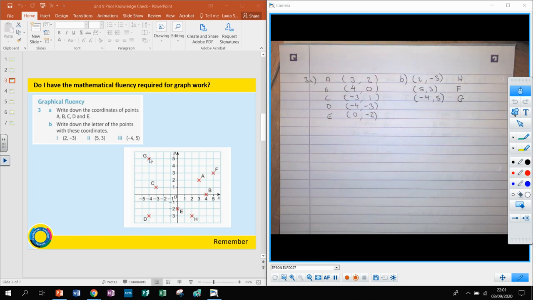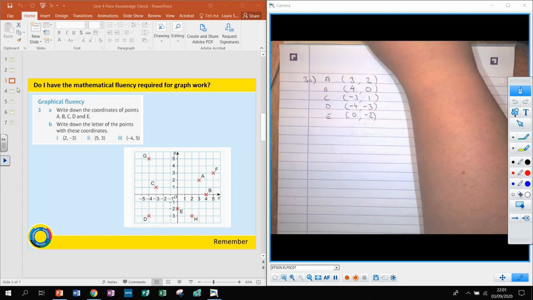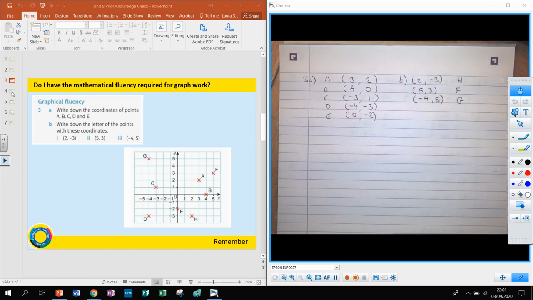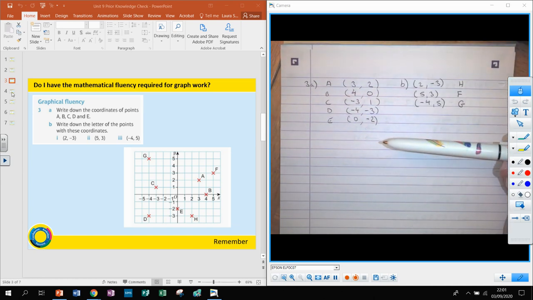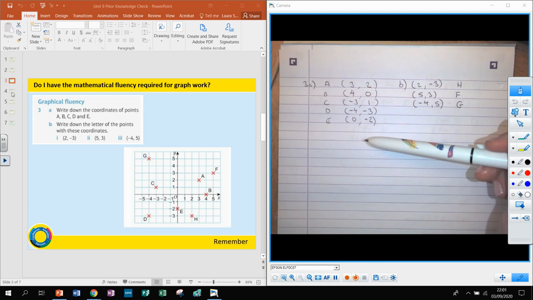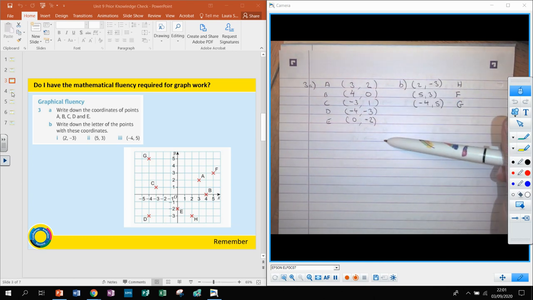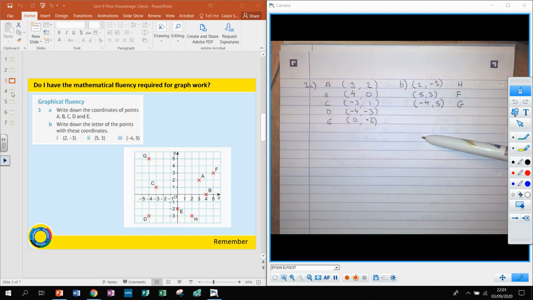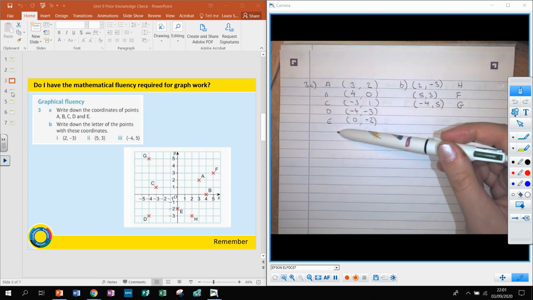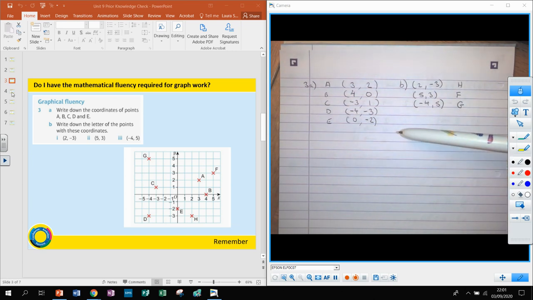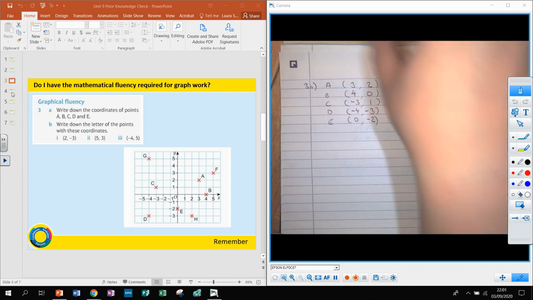So well done, those of you who got that. Good work. If you've gotten that, you're confident with coordinates. If you struggled with that, you now need to remember that we're going along the corridor and then up or down the stairs. Positive is to the right of the origin, negative is to the left of the origin if we're looking at the x-axis, and then positive would be above the origin or below the origin for negative if we're looking at the y-axis.